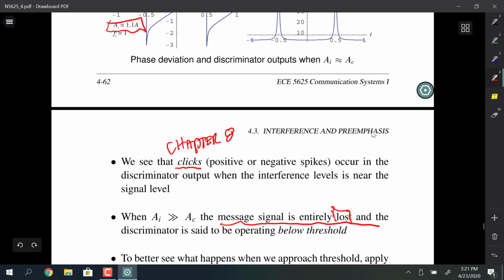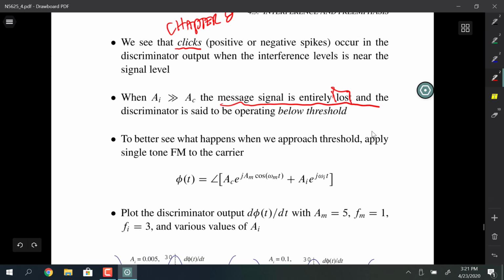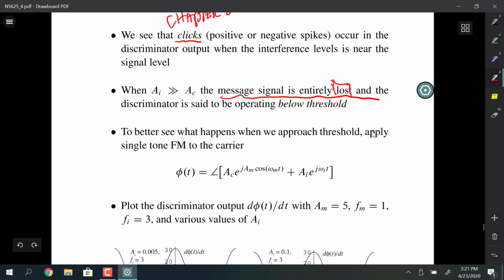So it gets lost. And remember, in amplitude modulation, if we were using an envelope detector, when the interference got powerful compared to the signal, it would also get destroyed. For the coherent demodulator, though, it just gradually takes over, it doesn't have this thresholding phenomenon. But a discriminator has a thresholding phenomenon. And the very last figure I'm going to show for this chapter, we'll see that.